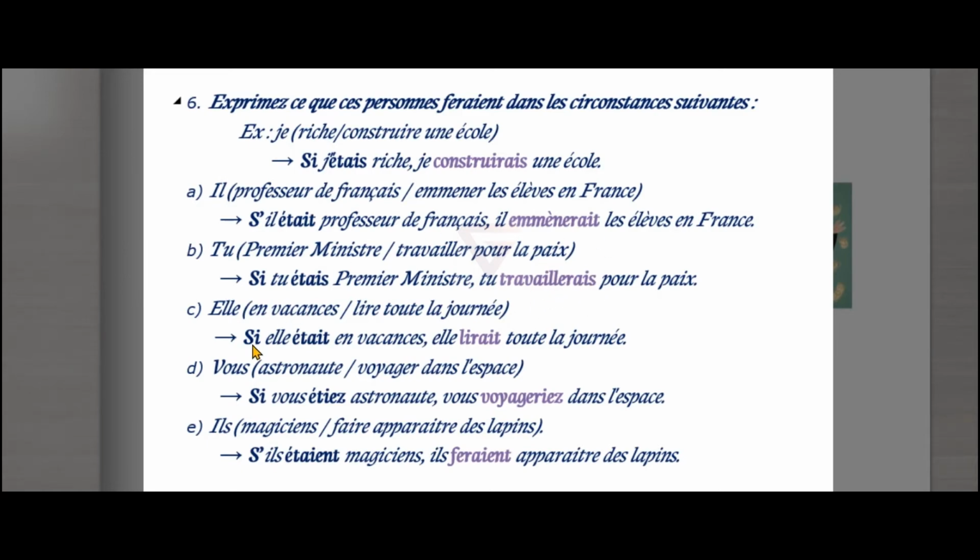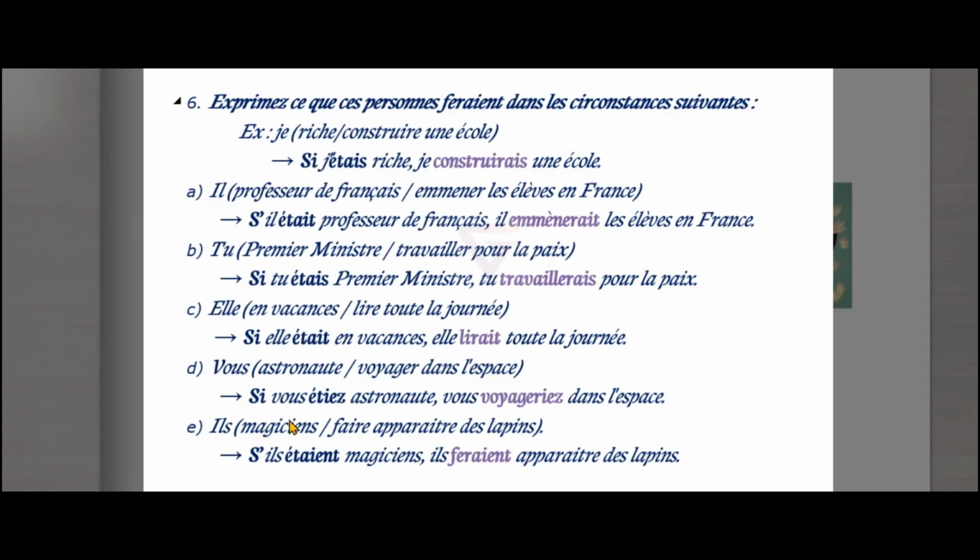Again here, SI, so remember SI contracts only before IL and ILS, so here SI remains the same even before ELLE. So you're saying, if she were on vacation, she would read the entire day. So again, être in the imparfait here, É-T-A-I-T, followed by, it's a RE verb, so I cut the E and add the ending AIT for ELLE.